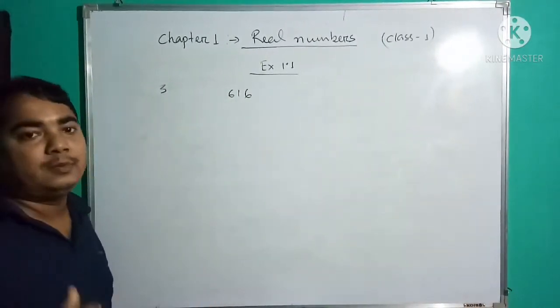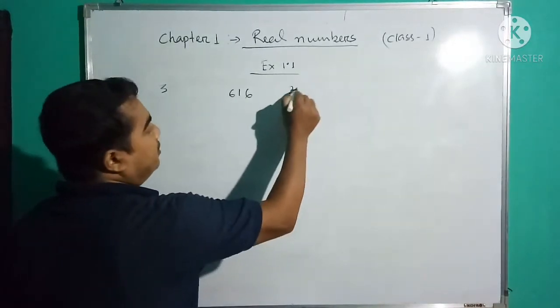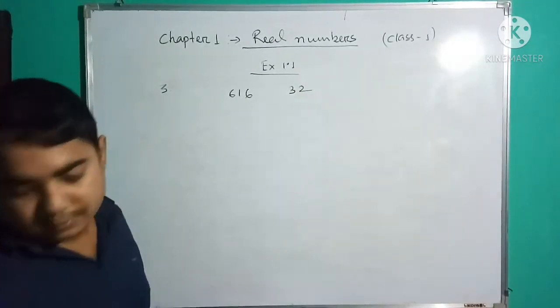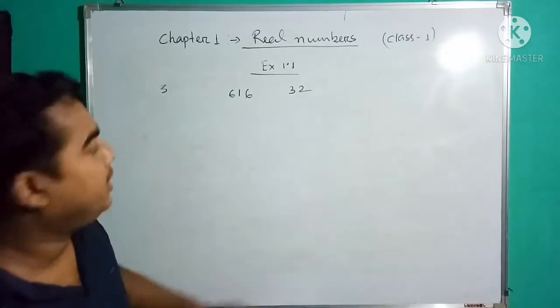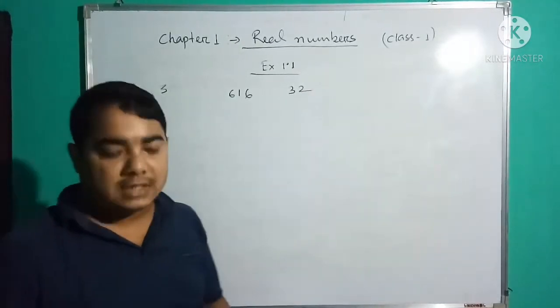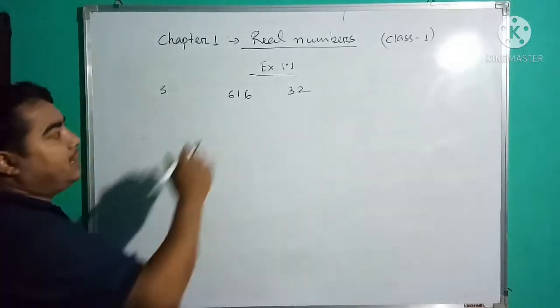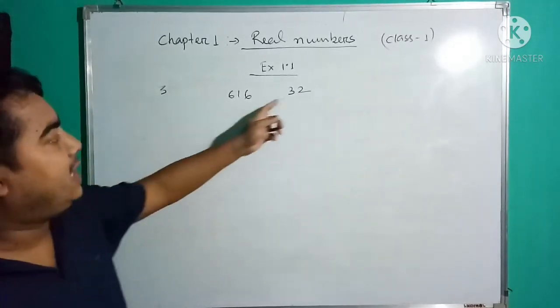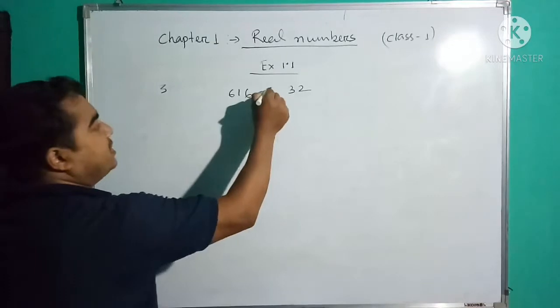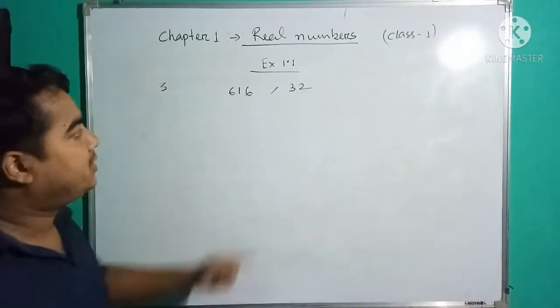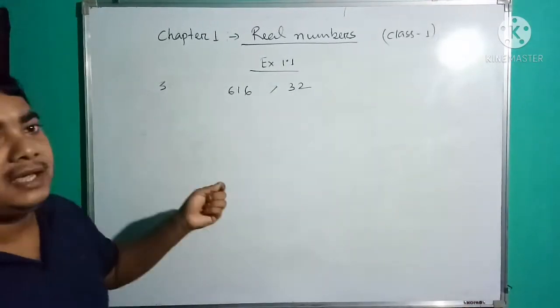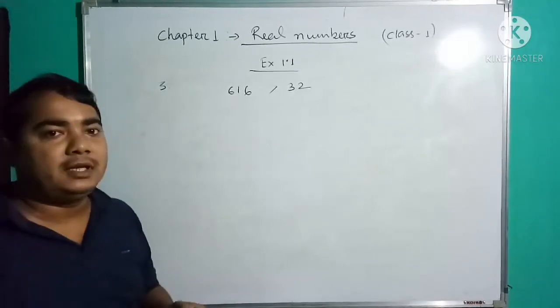Okay, now here the number of members is 616 and the number of members in a column is 32. Now the question is how many columns can you form? Then find the HCF of 616 and 32. See here 616 is greater than 32. So find the HCF according to Euclid's division algorithm.